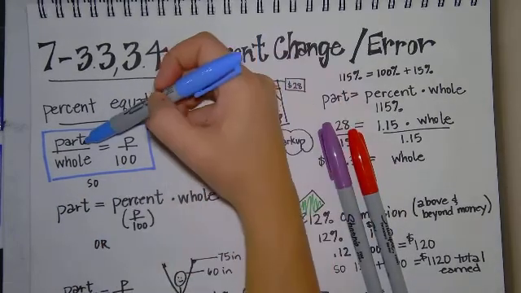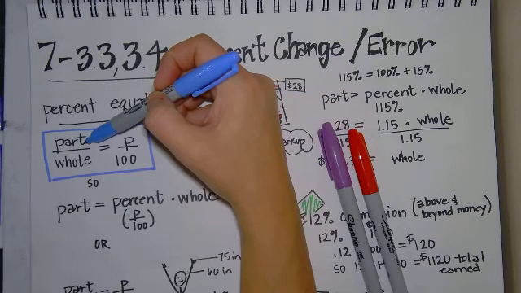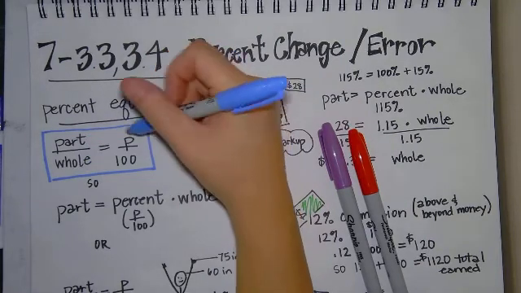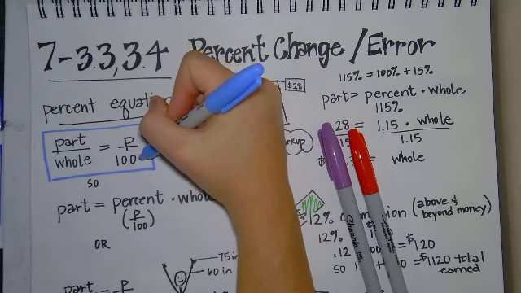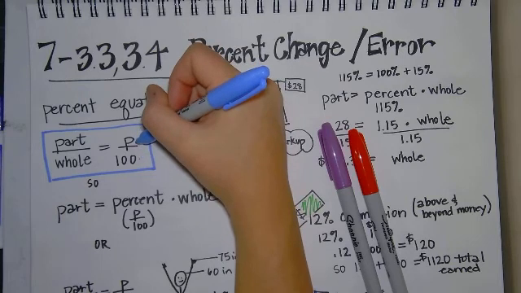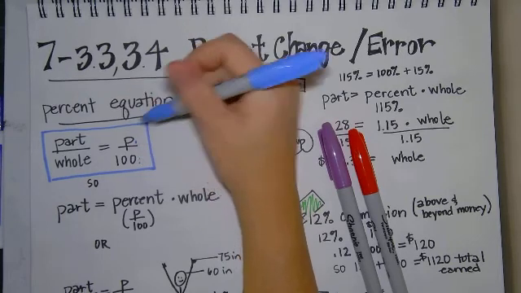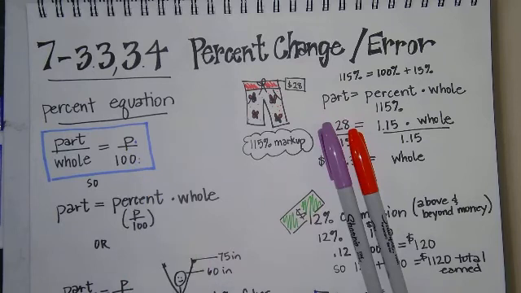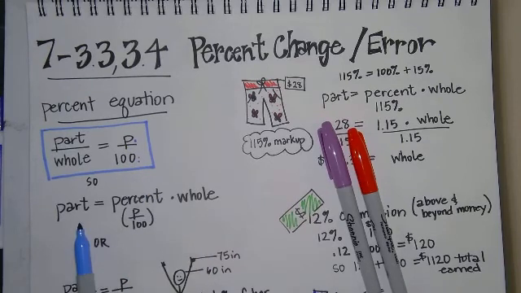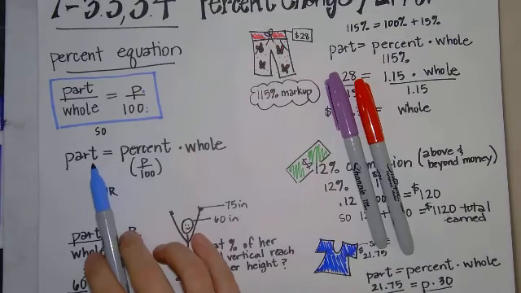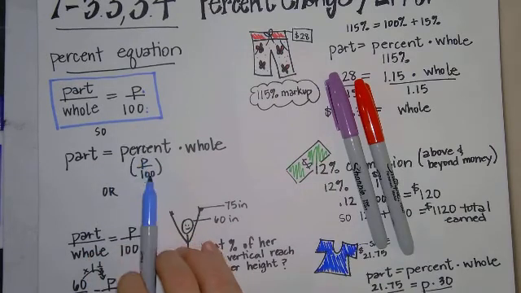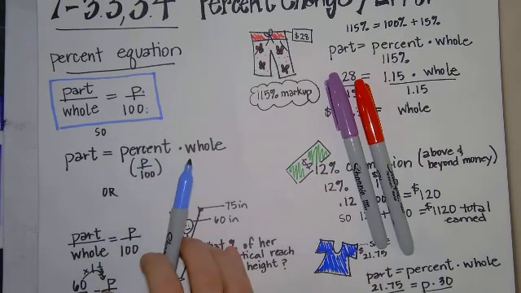So we know that we're going to take a part out of a whole to get our percent out of 100. Remember, that's what a percent means, is per 100. So we're going to use this to help us find parts or wholes. But in this case, take a look at this. So to find the part, we're going to take the percent times the whole.